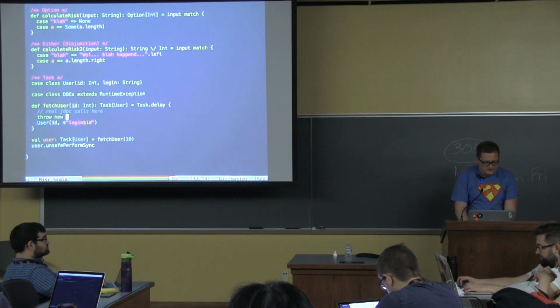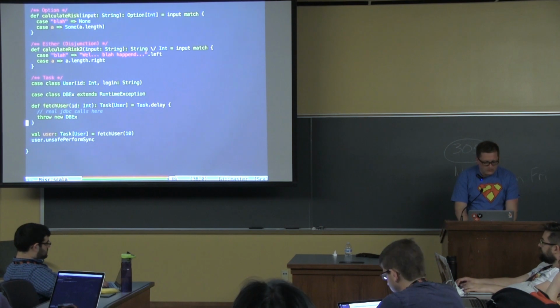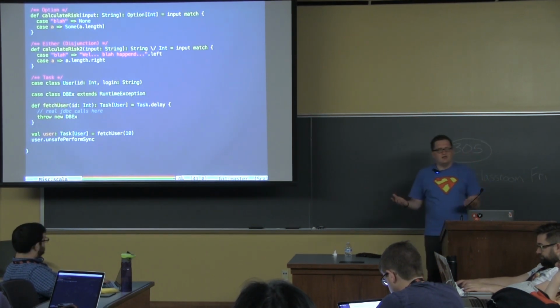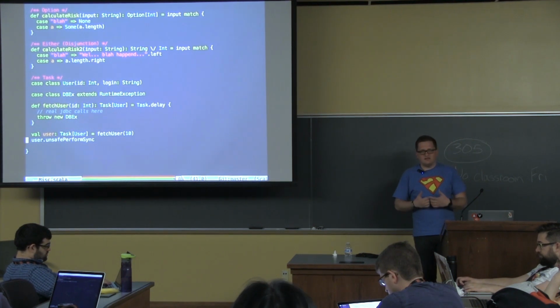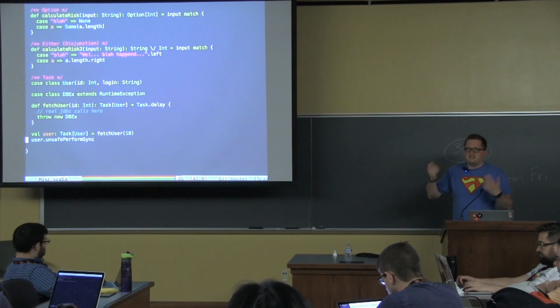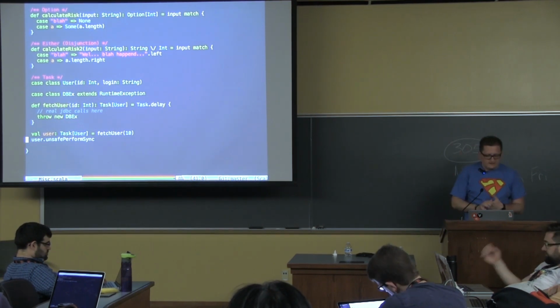So I could just throw a DB exception here, right? Because why not? And now if I call this unsafe perform sync, obviously the whole thing will explode, right? It's just underneath, there was an exception thrown. We can imagine JDBC calls to your database or whatever will throw an exception.